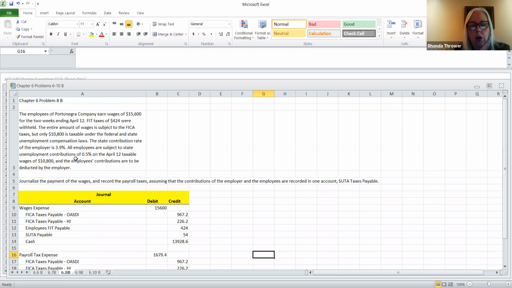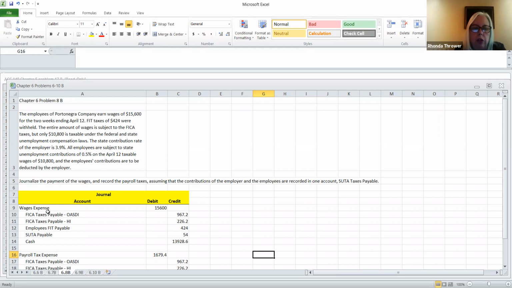And they are also taxable on wages up to $10,800. So this $10,800 is the same for the federal unemployment tax and the state unemployment tax. And the employee's contributions are to be deducted by the employer. So what they want you to do is journalize the payment of wages and record the payroll taxes, assuming the contributions for the employer and the employees are recorded in one account, the SUTA taxes payable.